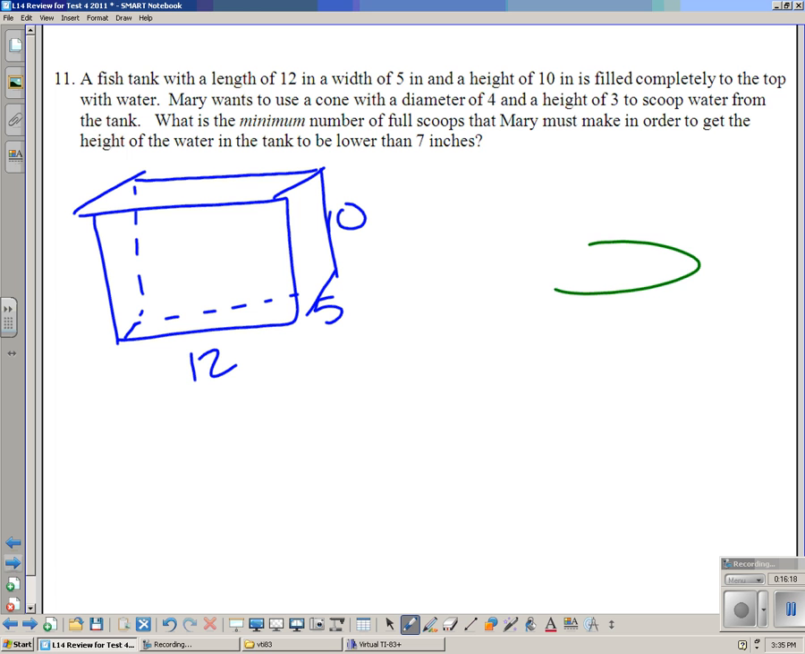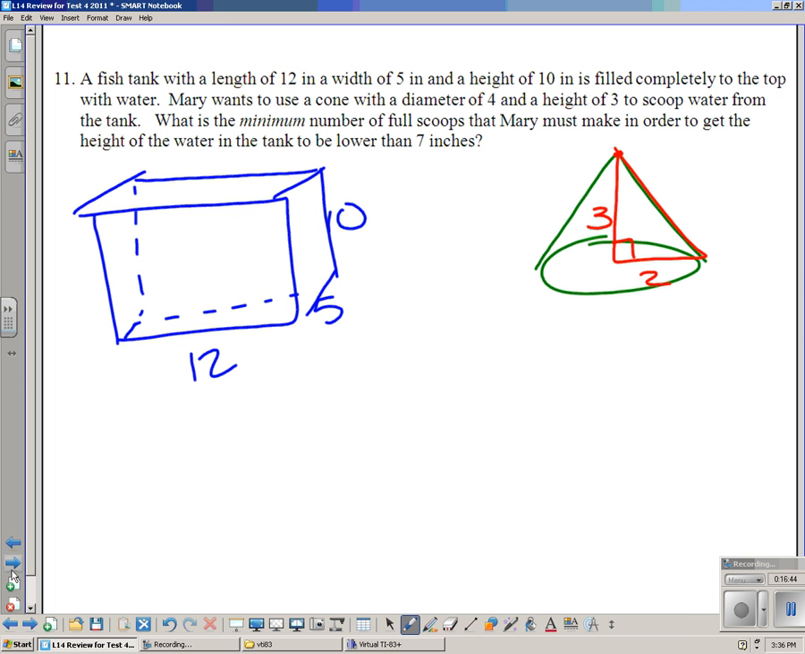So here's my cone, and we're going to use it to scoop out. Diameter is 4. We don't like diameters. We like radii. Radius is 2. Height is 3, not the slant height, the regular height. If it doesn't say, you assume it's the regular height of 3 to scoop water from the tank. It says, what is the minimum number of full scoops that Mary must make in order to get the height of the water in the tank to be lower than 7 inches?